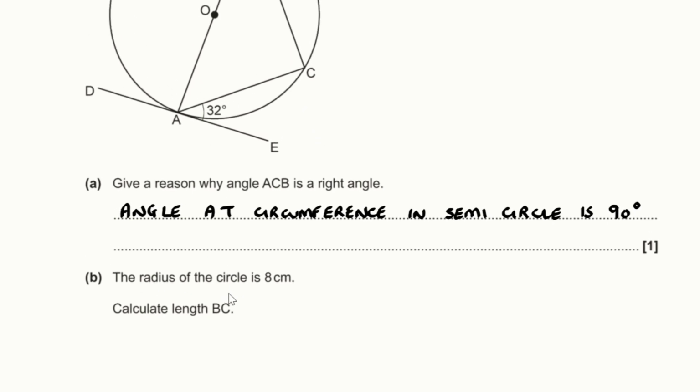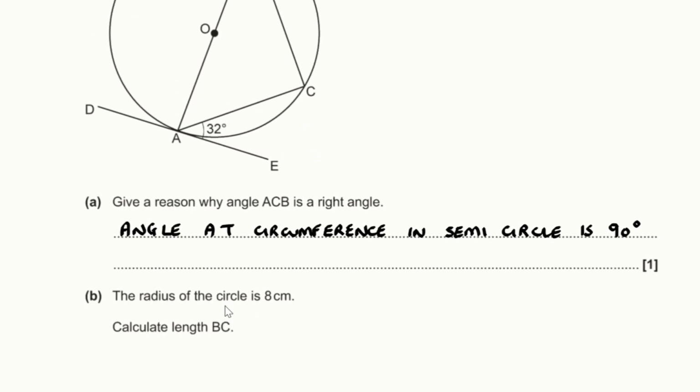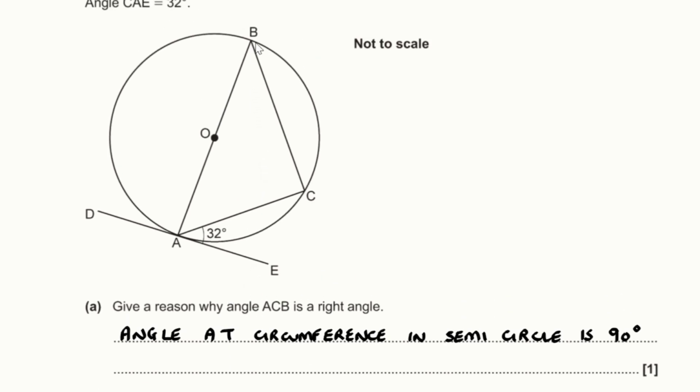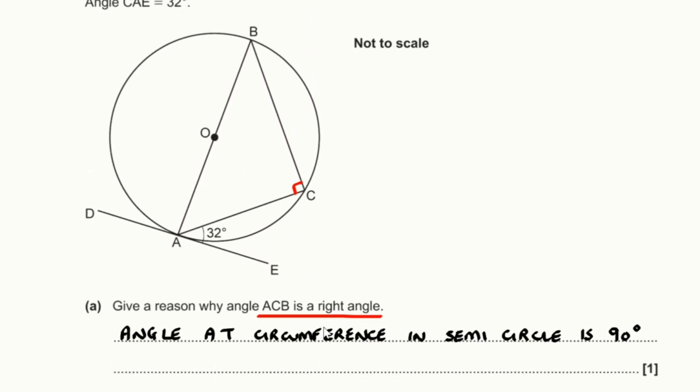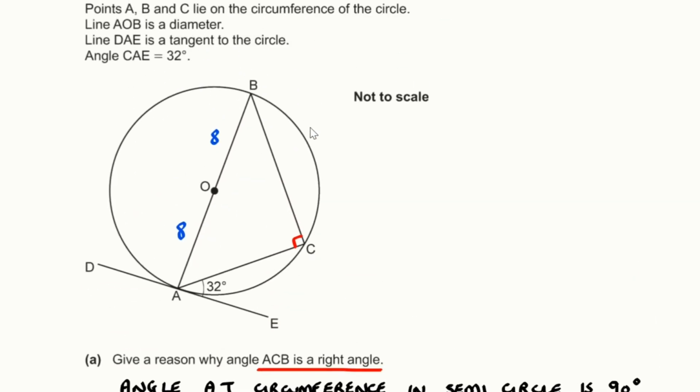Now, the radius of the circle is 8 centimeters, and with this, we have to calculate the length of BC. So we need to calculate this length over here. Well, we know that ACB is a right angle, so we've got a right angle here, and then we've got the radius of the circle being 8 centimeters, so we've got 8 over here and 8 over here. We want to calculate what BC is.